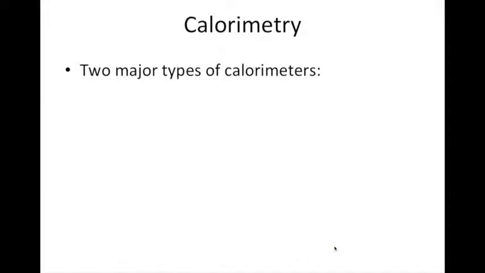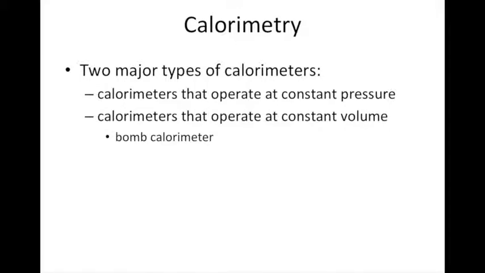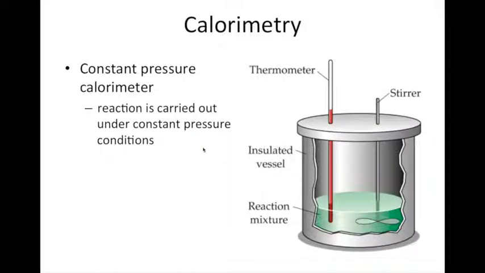Now, when we talk about calorimetry and calorimeters, there are two major types. There are calorimeters that operate at constant pressure, and there are calorimeters that operate at constant volume. The constant volume calorimeters are often called bomb calorimeters. We'll see why these are important as we continue in our discussion of calorimetry and thermodynamics, but let's introduce those concepts here. First, there's the constant pressure calorimeter.